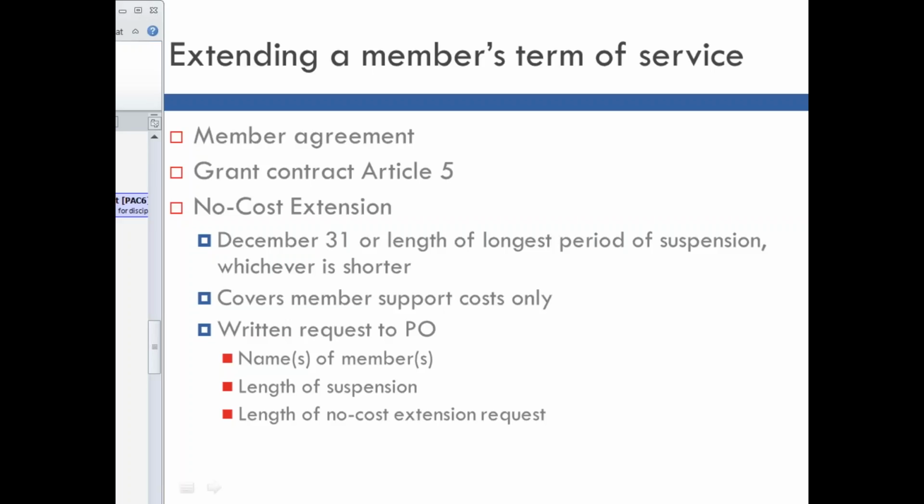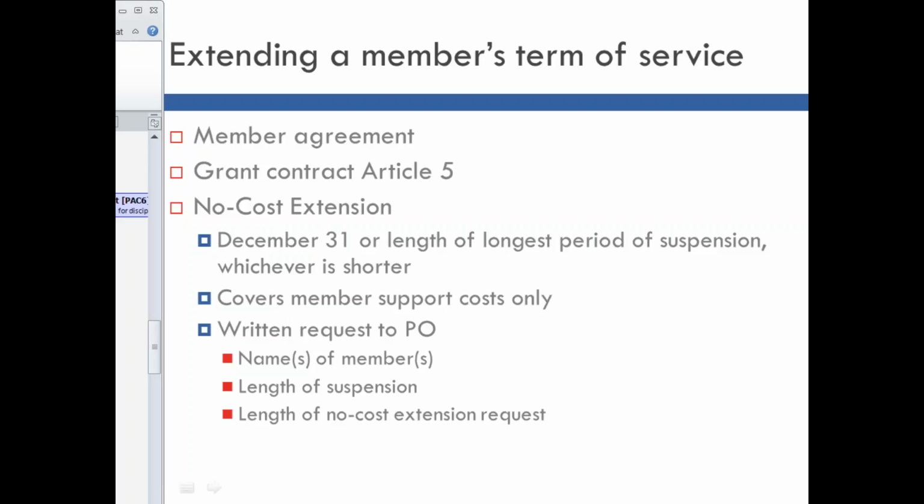The no-cost extension is a tricky term that we always scratch our heads about at the corporation, where the no cost comes from, because you are allowed to cover member support costs. So say you have that living allowance that wasn't paid to the member while they were on suspension, you can go ahead and request that as reimbursement. Or for fixed programs, you can invoice those.